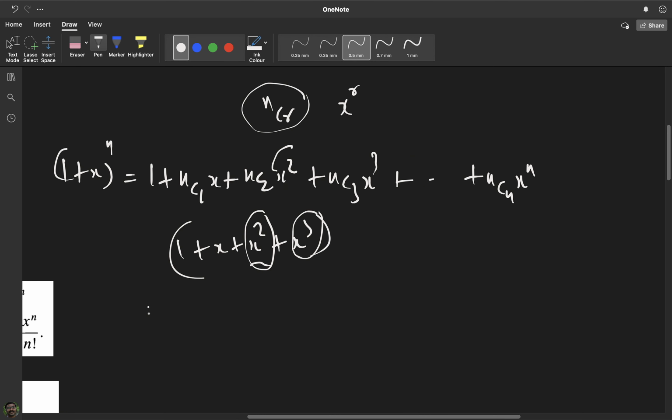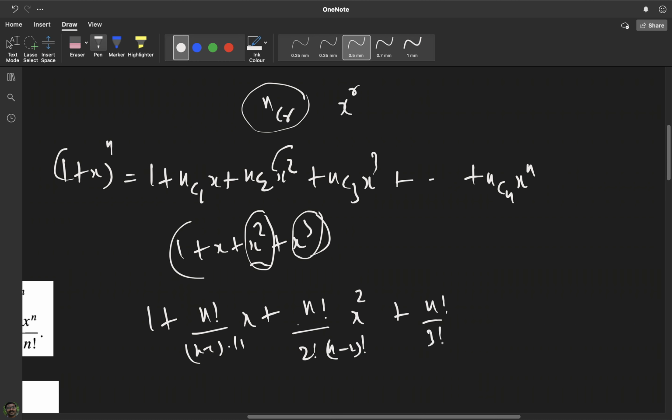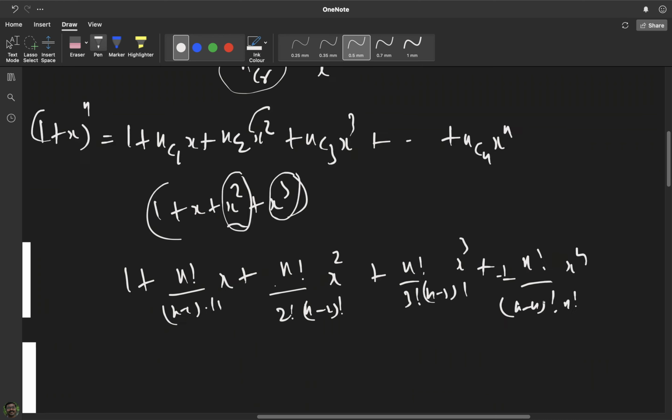According to the definition of nCr, it will be 1 plus n!/((n-1)! 1!) into x, plus n!/(2! (n-2)!) into x squared, plus n!/(3! (n-3)!) into x cubed, plus and so on, up to n!/(n! 0!) into x raised to n.